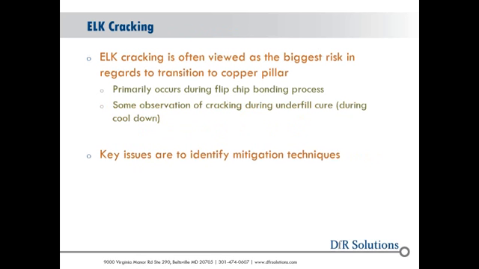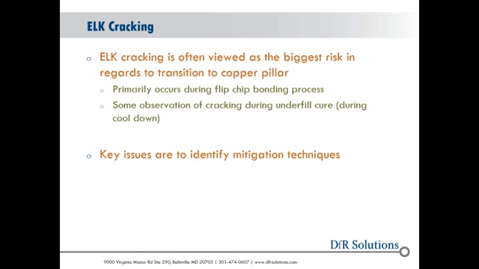So speaking of ELK cracking, I would say that it is a third of the 7 that we are concerned about. In fact, ELK cracking is often viewed as the biggest risk in regards to transition to copper pillar. It primarily occurs when the flip chip is bonded to the BGA, but also can occur during underfill cure. But there, they have a little better feel, I think, in terms of how to mitigate. And we've already touched upon it several times during the presentation.